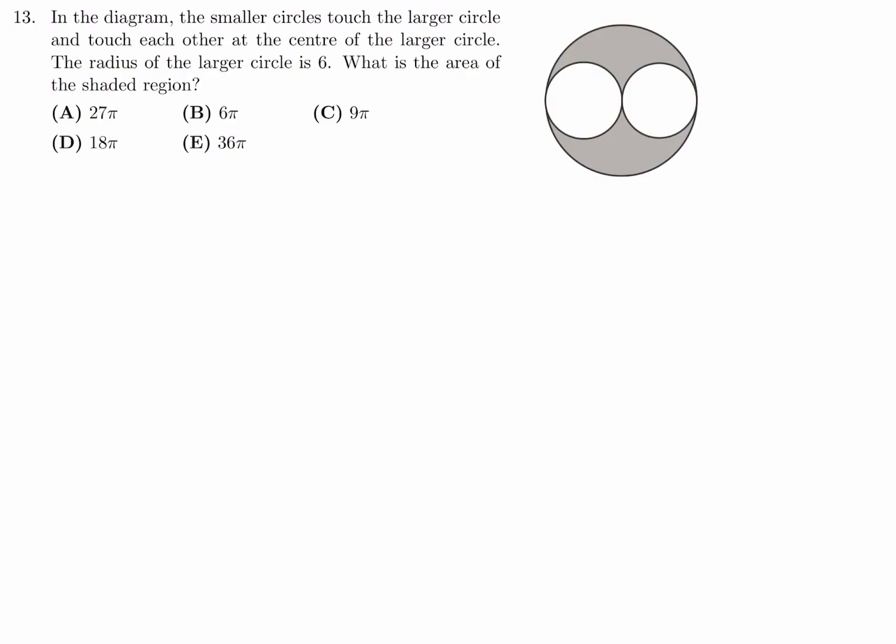In the diagram, the smaller circles touch the larger circle and touch each other at the center of the larger circle. The radius of the larger circle is 6. What is the area of the shaded region? Area of the shaded region, AS, is going to be the big circle, pi r squared, minus 2 of the small circle, so pi small r squared. Now the big circle, they tell you in this question that the radius is 6, so I can immediately plug that in. But what about the small r?